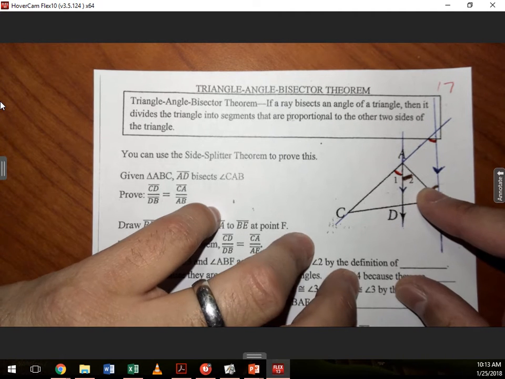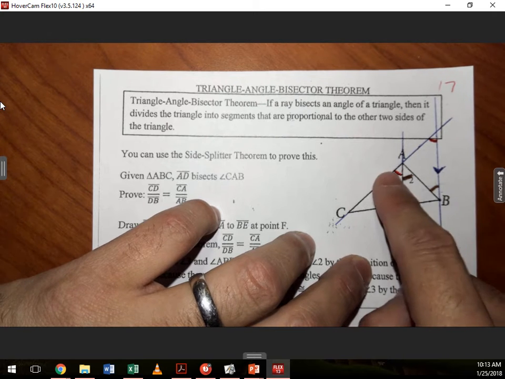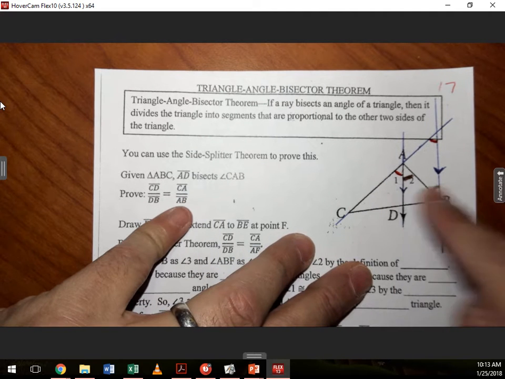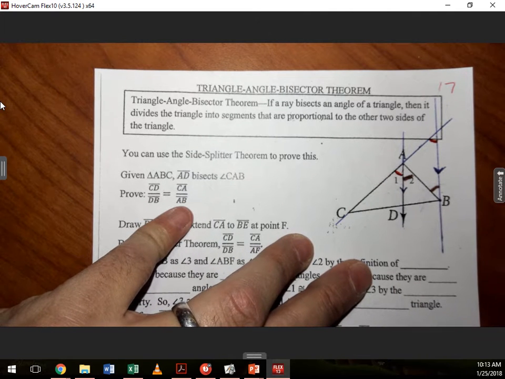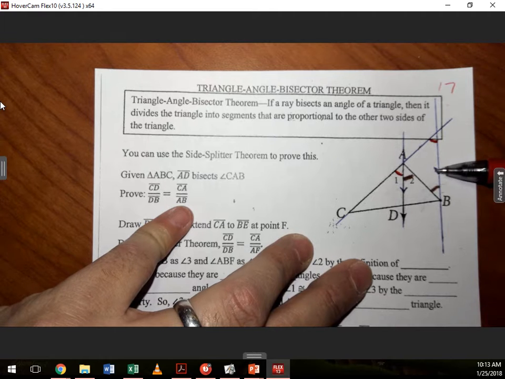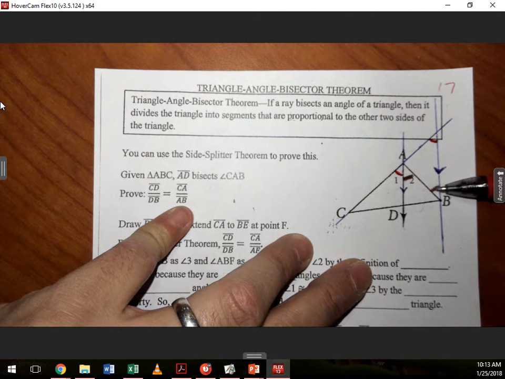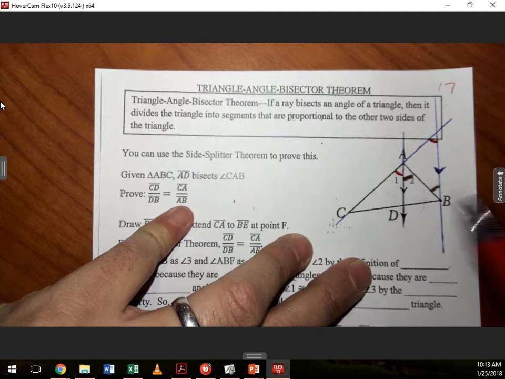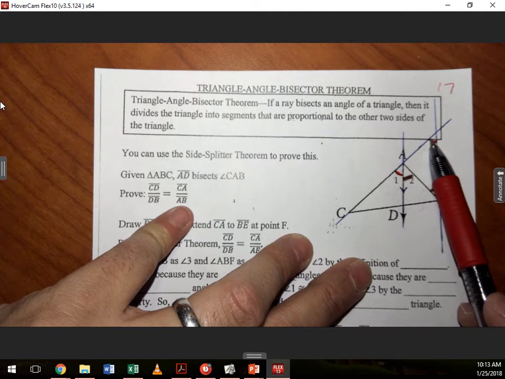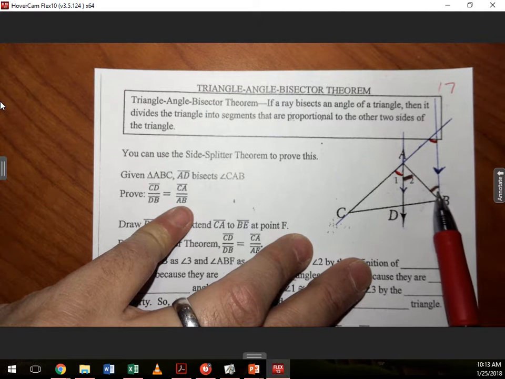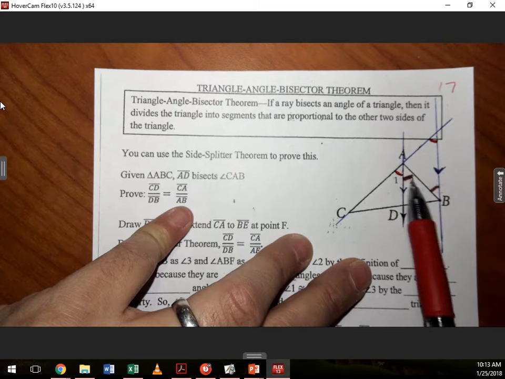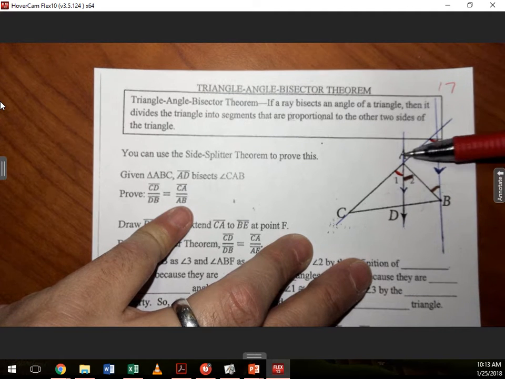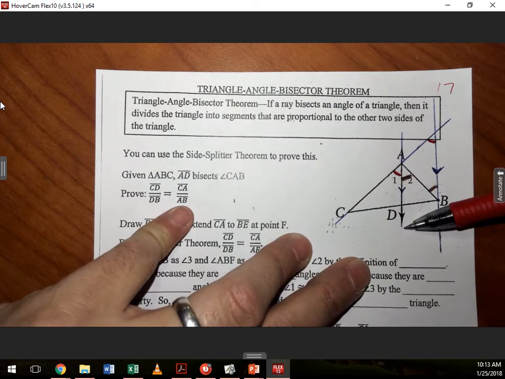So now because of that, let's take a look. Because of that, I have a whole lot here. So I have that these two are going to be the same. This one is congruent to this one, right? This one is congruent to this one, right? These two are congruent to each other because we started off with bisecting this angle.